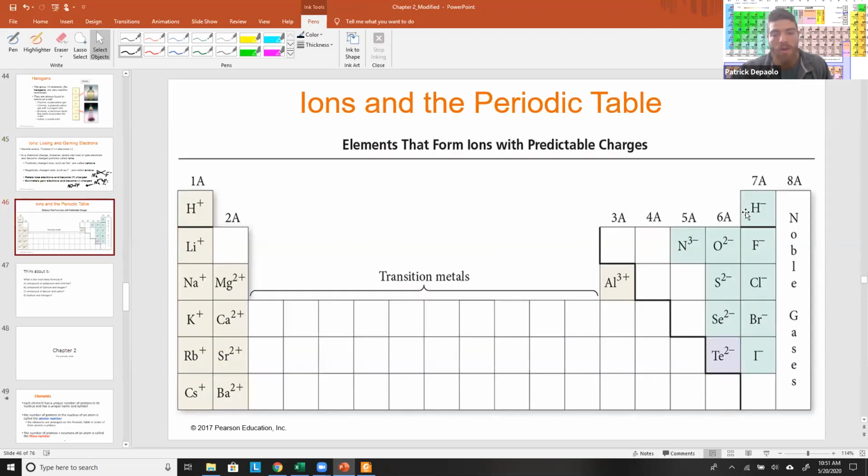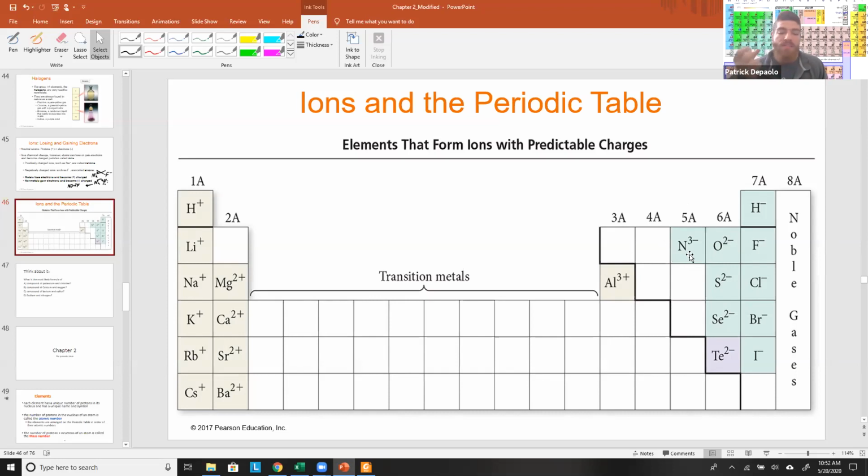They're only going to gain 1 to get to 8. For group 6A, they're gaining 2 electrons to get to 8, so it becomes O2-, S2-, etc. For nitrogen, also phosphorus, this is true also. I don't know why it's not bolded in. They have 5 valence electrons and need to gain 3 more in order to get to 8. So that's why they have a -3 charge. When they do gain those 3, they get to 8.